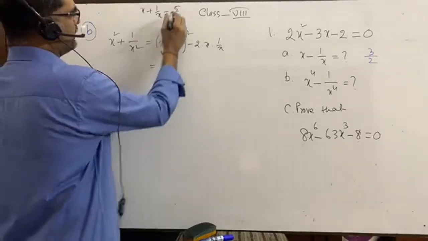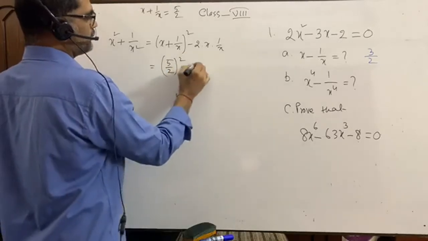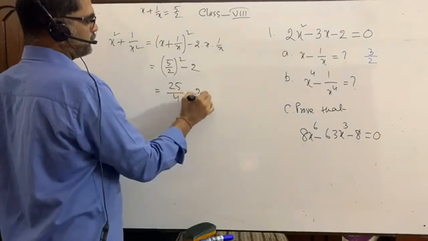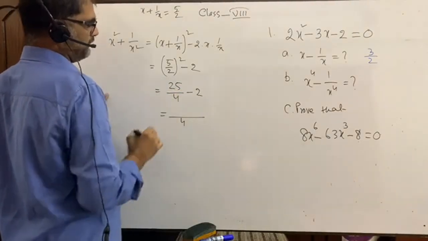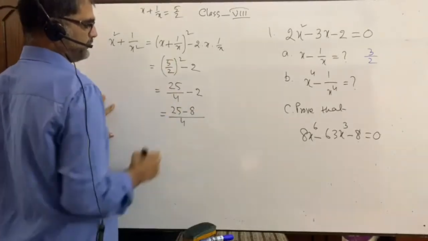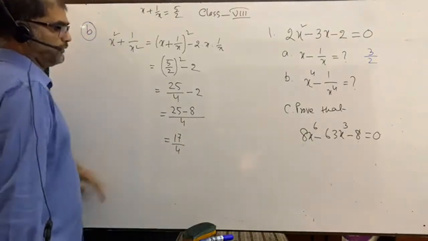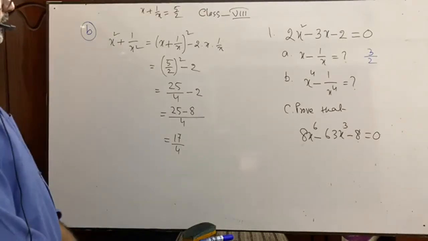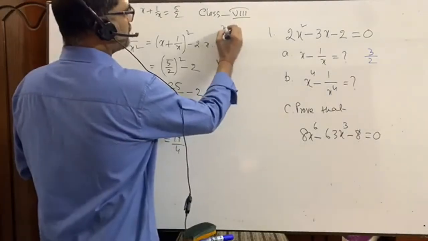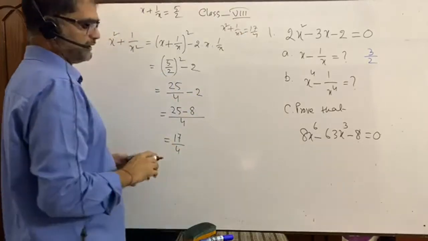Then we have got already 5 by 2. This is 5 by 2 whole square minus 2, that is 25 by 4 minus 2. So we are getting here 4 LCM, right? So 25 minus 8, that means 17 by 4. Okay, 17 by 4. So we are again writing here that we have got a value x square plus 1 by x square equals to 17 by 4. I have written here.